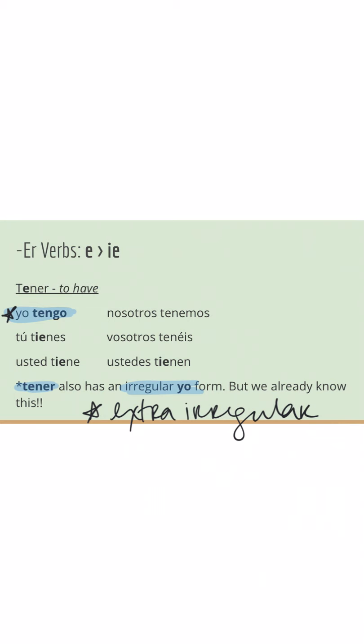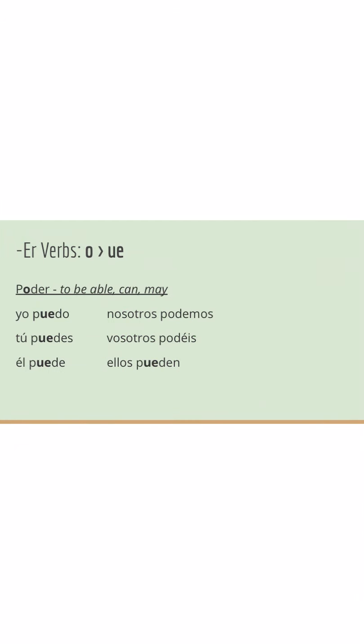All right, so let's continue. For the rest of it though, we do see the normal stem change, the E to IE, all throughout, minus, of course, the nosotros and the vosotros form. Tenemos y tenéis. Okay, we see poder, which is an O to UE here, and this one is standard, not extra irregular, just the normal podemos y podéis.